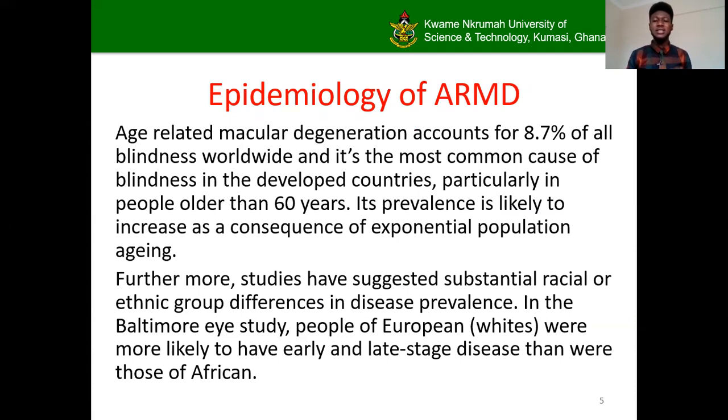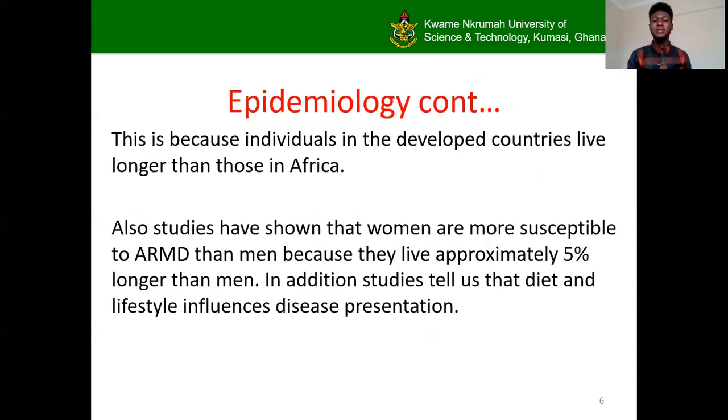Furthermore, studies have suggested substantial racial or ethnic group differences in disease prevalence. In the Baltimore Eye Study, people of European descent, that's the whites, were more likely to have early and late stage disease than were those of African descent. Why? This is because individuals in the developed countries live longer than those in Africa. Also, studies have shown that women are more susceptible to ARMD than men, because they live approximately 5% longer than men. In addition, studies tell us that diet and lifestyle influence disease presentation.